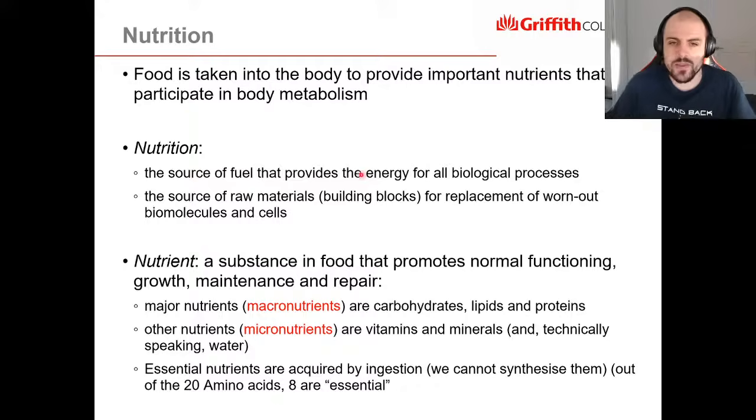So nutrition, okay, it is the source of fuel that provides the energy for all biological processes, okay? We are not solar powered, okay? We cannot just rely on the sun's energy or anything like that. We need to eat as a source of energy. We also need to eat as a source of materials.